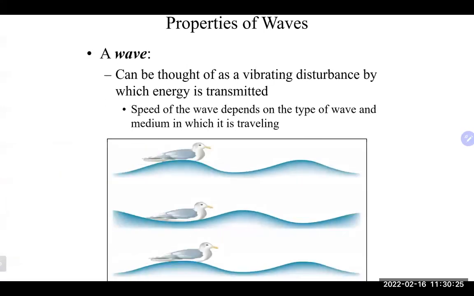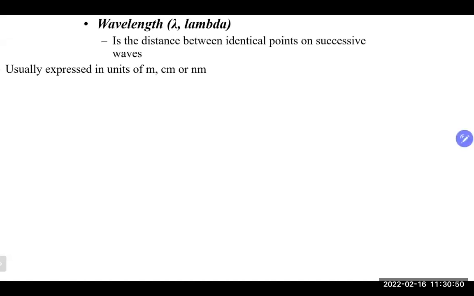The wave can be thought of as a vibrating disturbance through which energy is being transmitted. The bird here is in the same location, but the wave is passing them by. Seems like a good day to go to the beach. The speed of the wave does depend on what it's traveling in and the medium it's in. It can obviously affect the energy of it. So let's talk about some important parts of a wave.